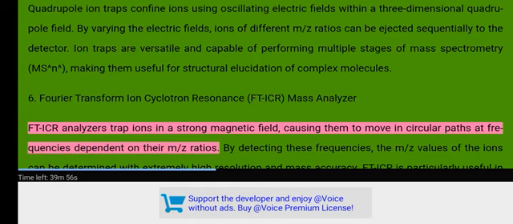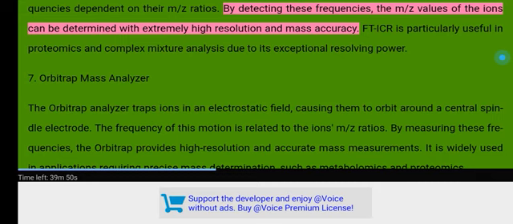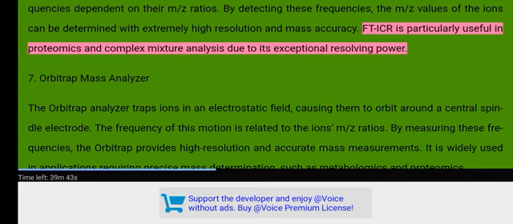6. Fourier transform ion cyclotron resonance (FT-ICR) mass analyzer. FT-ICR analyzers trap ions in a strong magnetic field, causing them to move in circular paths at frequencies dependent on their m/z ratios. By detecting these frequencies, the m/z values of the ions can be determined with extremely high resolution and mass accuracy. FT-ICR is particularly useful in proteomics and complex mixture analysis due to its exceptional resolving power.